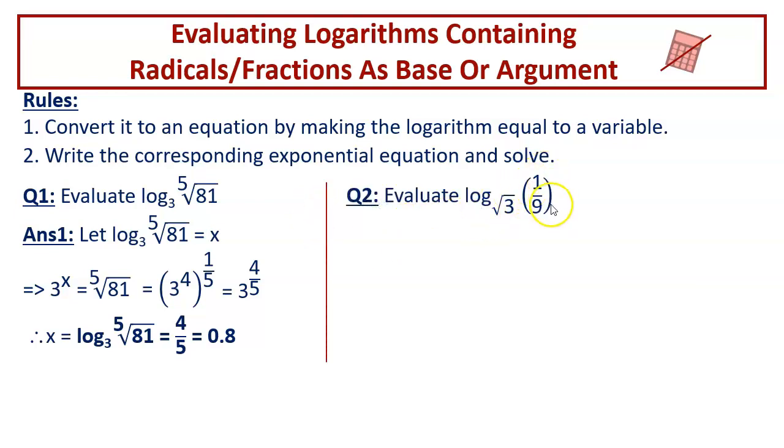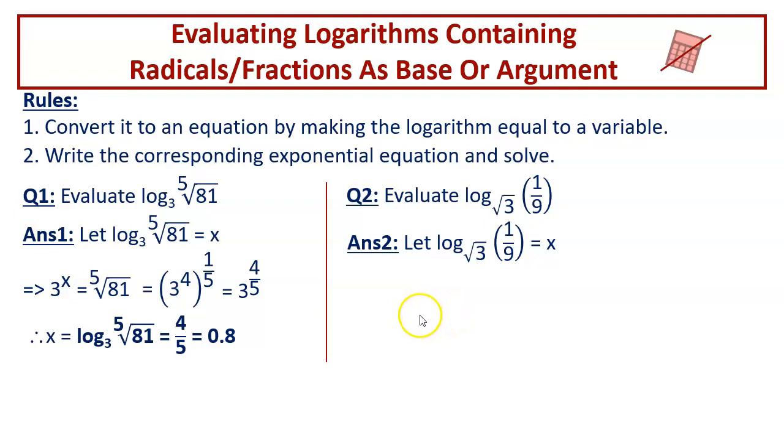Evaluate log of 1 over 9 to the base square root of 3. In the previous question, in the first question, we had a radical sign in the argument position. Over here, it is in the base position and the argument is a fraction. Again, we will be doing the same thing. We will be writing a logarithmic equation. Let log of 1 over 9 to the base of square root of 3 be equal to x, and we will be converting this to its corresponding exponential equation.